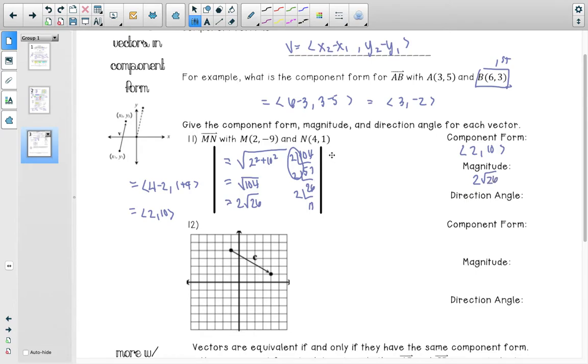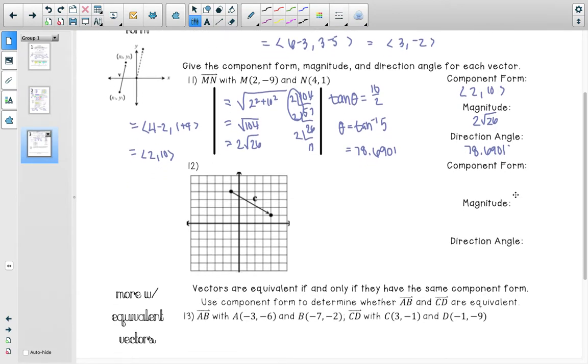All right, and then last but not least for this problem is the directional angle. So tangent of theta is y over x, or b over a. So we have 10 over 2, which is obviously 5. I'm going to go ahead and just write it as the inverse tangent of 5. So inverse tangent of 5 with 4 decimal places is 78.6901 degrees. All right.